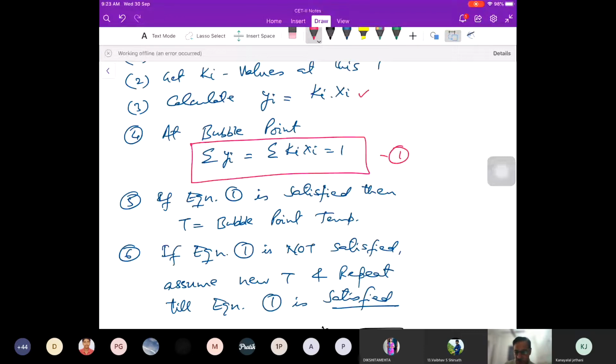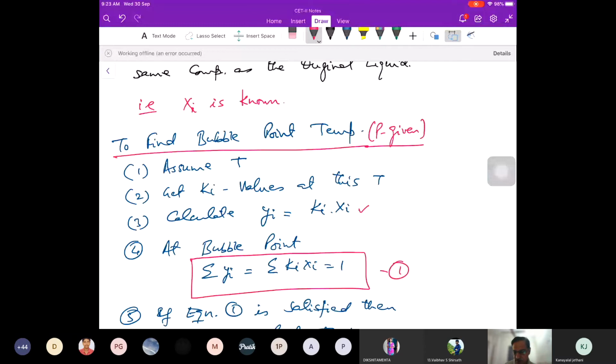Liquid composition is known. We are finding bubble point. That means liquid composition X1, X2 जो दिया हुआ है, उसके equilibrium में vapor composition क्या है और temperature क्या है, निकालने का हमारे को. That's why we assume a temperature. Temperature नहीं पता हमारे को. Only pressure is given. So we assume a temperature.